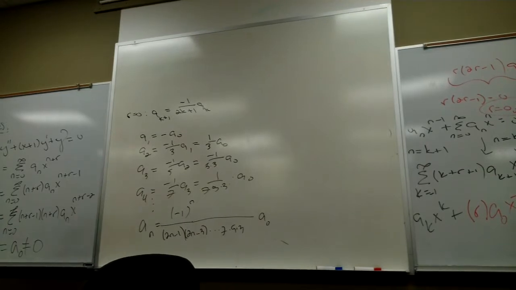If it fails at n equals 0 for this specific indicial equation, or I guess the specific value of r, does that say anything about the other value of r? No, not necessarily.